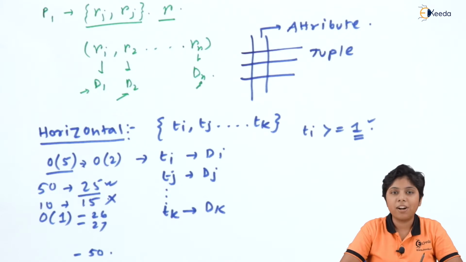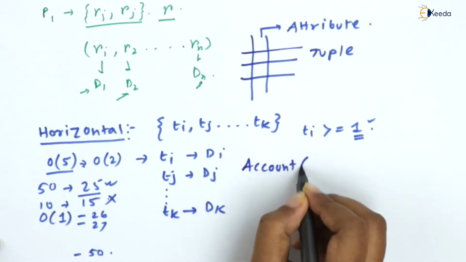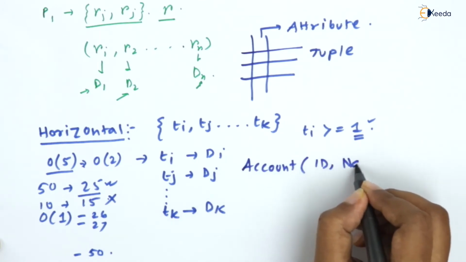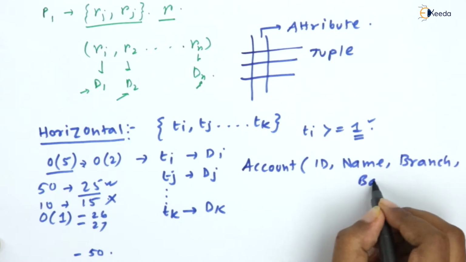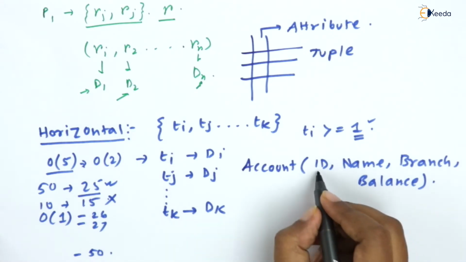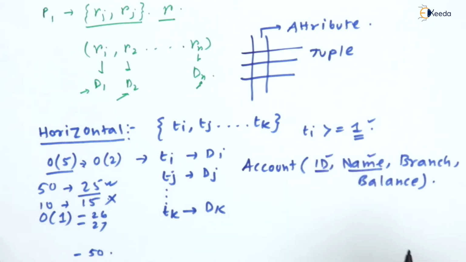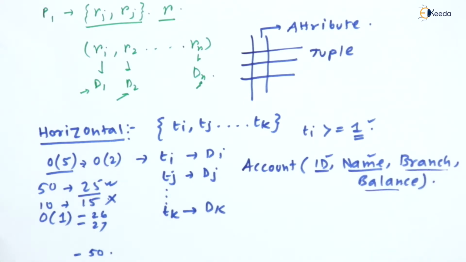Now that we are using horizontal fragmentation, let's see an example. Say we have account information which has the account ID, the name, the account branch and the balance. So now we have the account relation with the ID, name, branch and balance. The ID and name are the account number and the name of the account owner, and the branch and balance are the branch of the account and the balance that remains on the account.